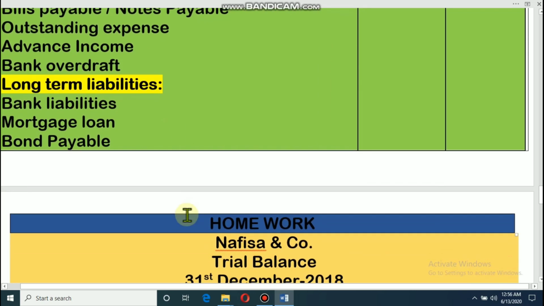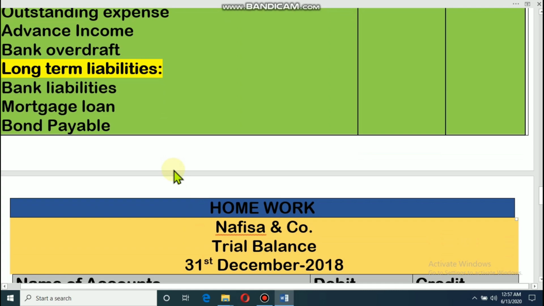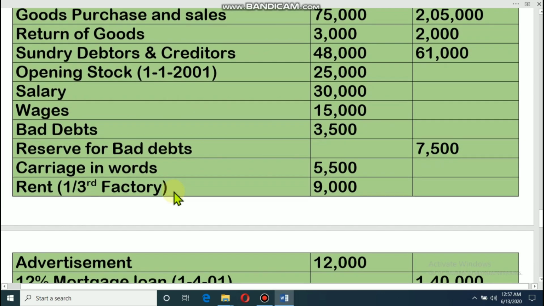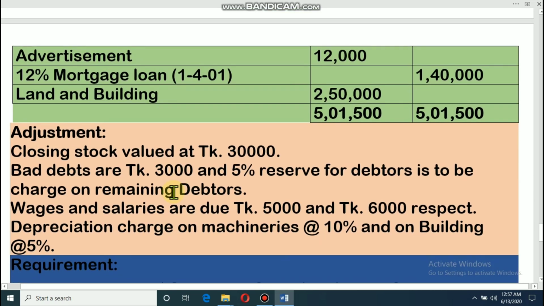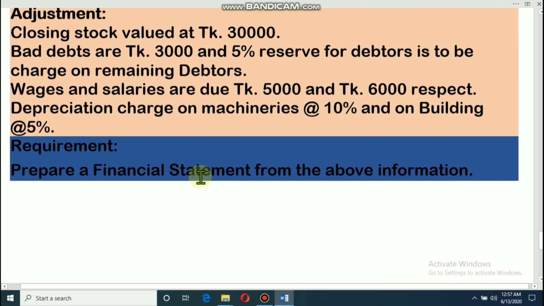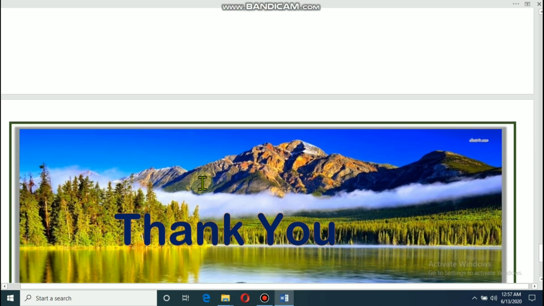I hope you understand. Inshallah, next class we will discuss in detail. Now homework. Dear student, this is a trial balance and some adjustments are given here, and you will prepare the financial statement from this information.